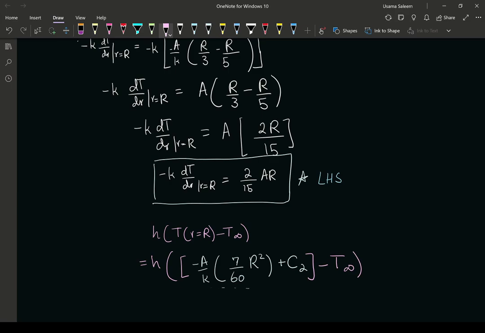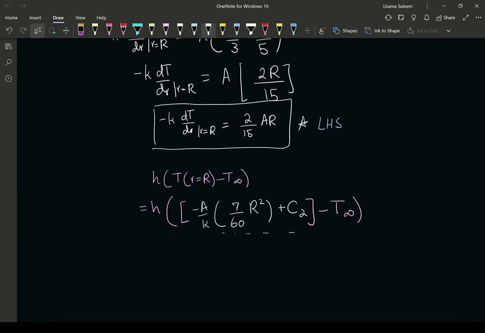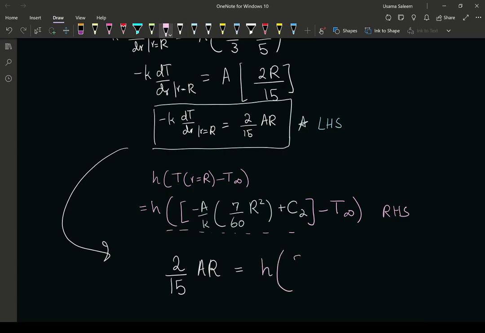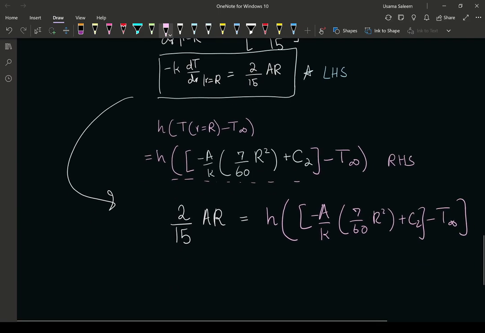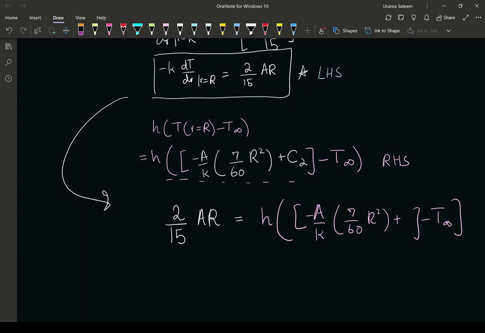Hoping this one's good. Okay, and now we can just take the left-hand side and equate that to the right-hand side. Now we are just cranking the algebra. So my left-hand side, 2 over 15 times A R, is equal to h times negative A over K times 7 over 60 R squared plus C2, minus T infinity. Crank the algebra, and C2 is our unknown.